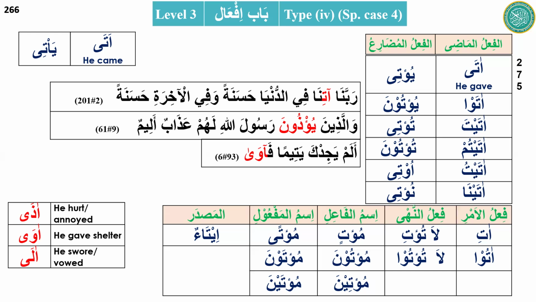Okay. So, a question mark. Lam, not. Yajidka, from wajada yajidu. So yajidka means he found you. Yatiman, orphan. Fa, so, awa, he gave shelter. This is from ata yu'ti i'taan.